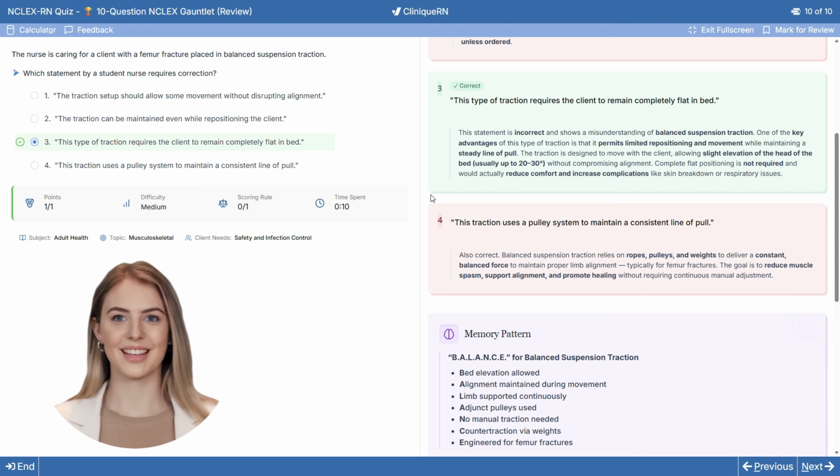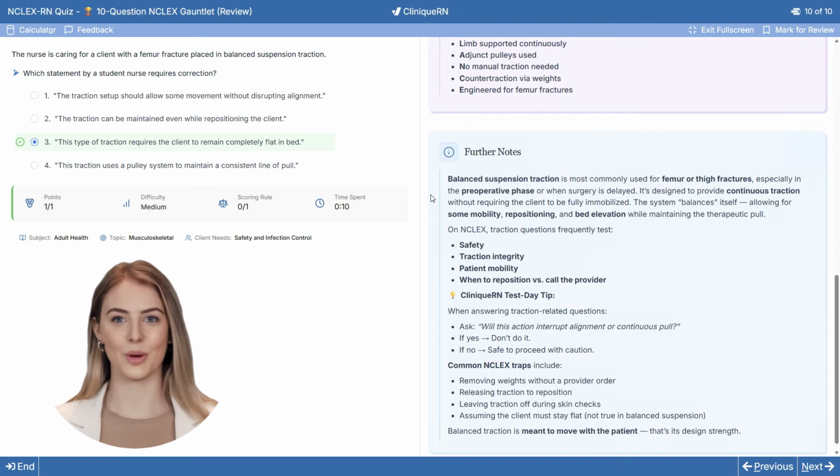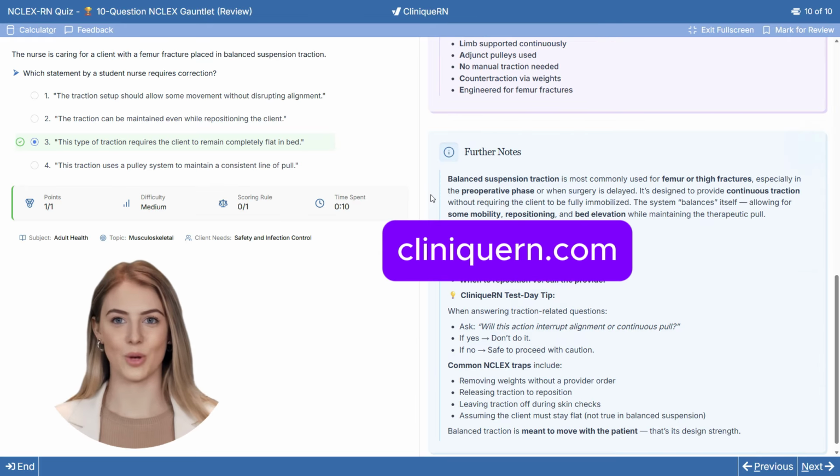Let's make this visual. In balanced suspension traction, the patient's leg is supported by slings and a pulley. The weights provide a constant, balanced pull, keeping the femur aligned while still allowing movement. Think of it like a floating system. If the client shifts, the pulleys adjust automatically to maintain the same line of force. Nurses can safely elevate the head of the bed up to about 20 to 30 degrees, reposition slightly for comfort, perform skincare without removing weights. But never release the traction or remove weights unless ordered.